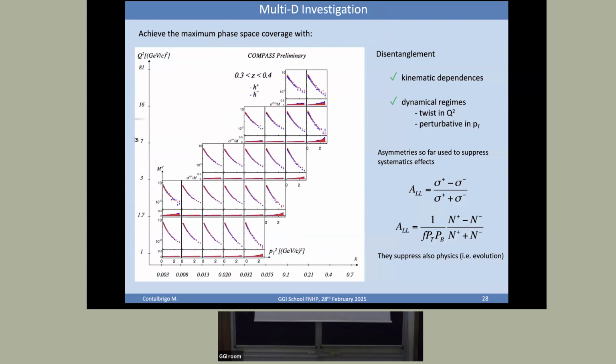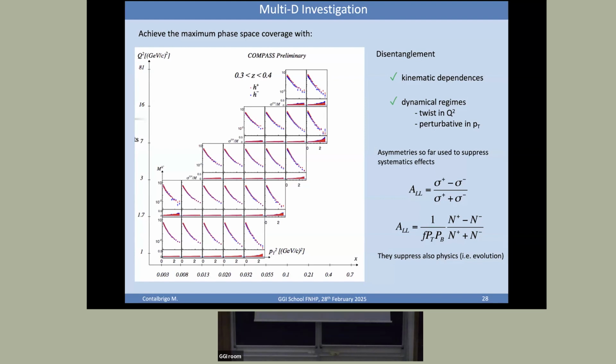And then the approach is to try to have a multi-dimensional investigation of all the relevant variables, because in this case, you can isolate the dependencies and the regimes. We discuss the leading or subleading terms as a function of Q. We discuss perturbative against non-perturbative as a function of PT. The important thing is not to fold them together, but really distinguish, and so create a multidimensional analysis: X, Q square for the lepton, and then Z and PT for the hadron.